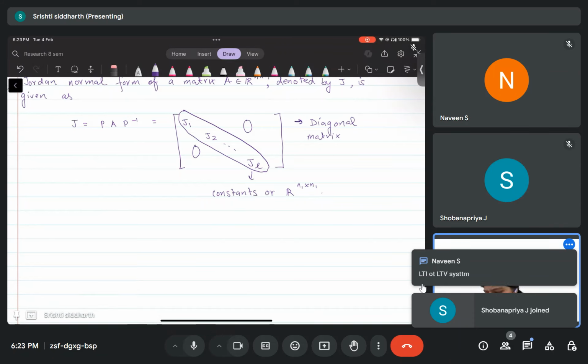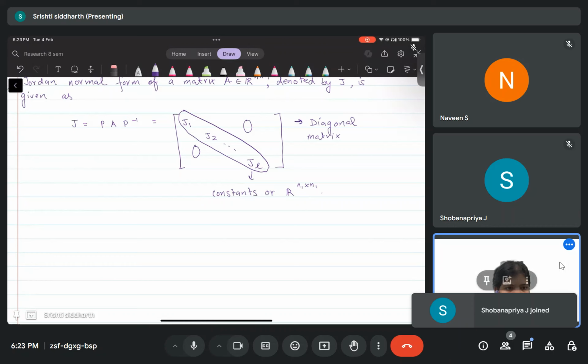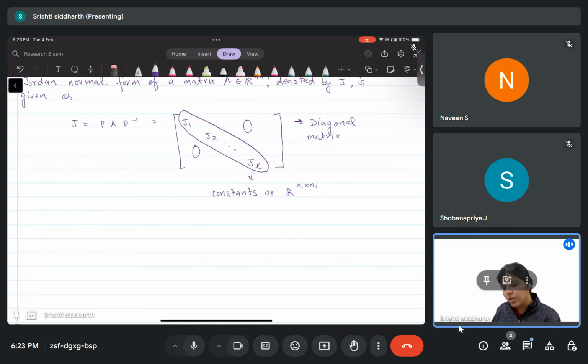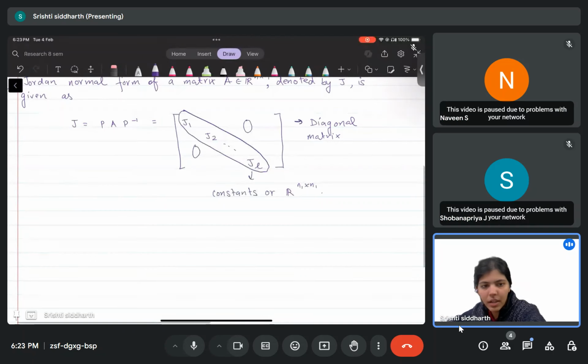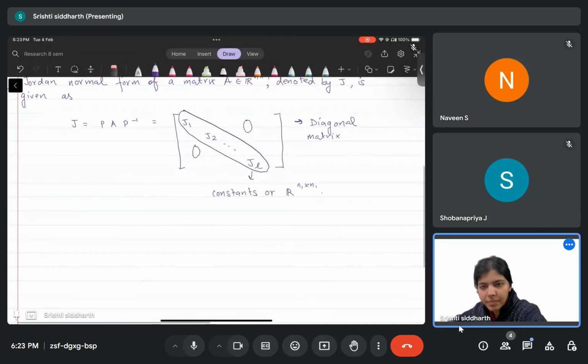It's just the Jordan normal form of a matrix. We're not talking about LTI or LTV systems as of now. But the question is for an LTI system because we have a constant matrix A.